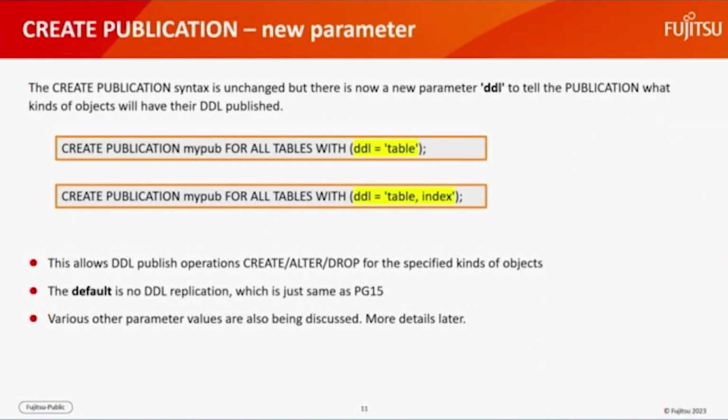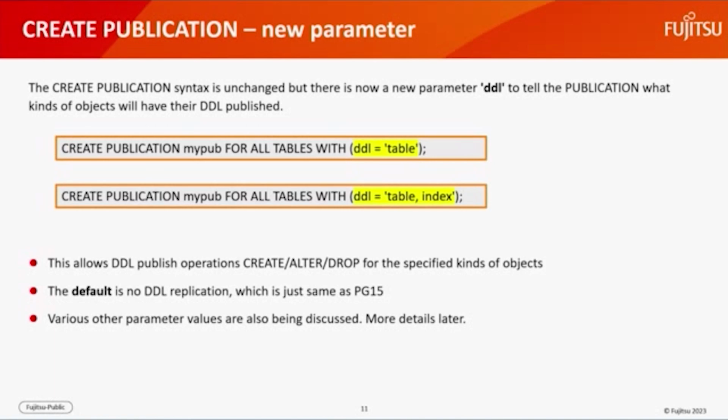So here's an example of how we tell the publication that it's enabled for DDL replication. So notice that the create publication command is the same as PG15, 16. There's no change to the syntax. The only thing that's been done is a new publication parameter has been added called DDL. And in this example, the value of that DDL parameter is the types of database object that will be allowed to be replicated. And by that, I mean the create, alter, drop operations of those kinds of objects is replicated.